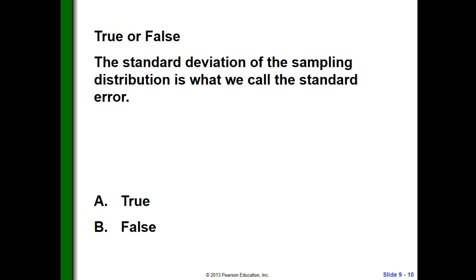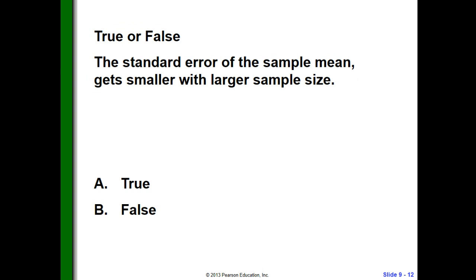The standard deviation of the sampling distribution is what we call the standard error, and it's the standard deviation divided by the square root of n. The standard error of the sample mean gets smaller with a larger sample size. Absolutely. You get a more precise answer with a larger sample.